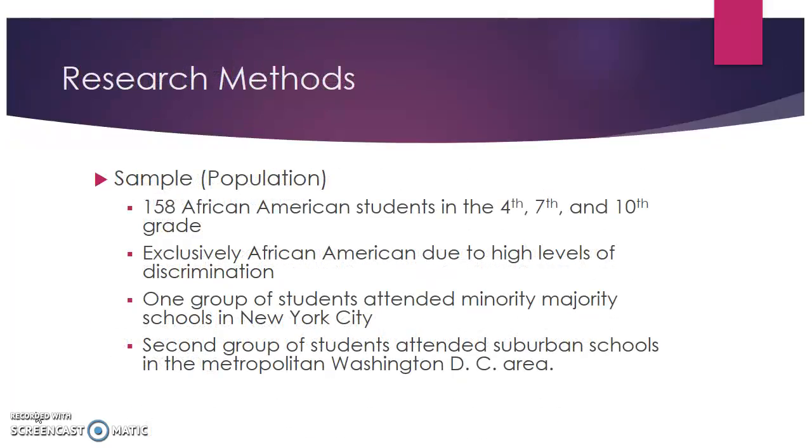The sample for the study was 158 African American students in the 4th, the 7th, and the 10th grades. The researchers deliberately picked exclusively African American students due to the high levels of discrimination they traditionally experience. One group of students attended the minority-majority school in New York City. The second group attended suburban schools in the metropolitan Washington, D.C. area.